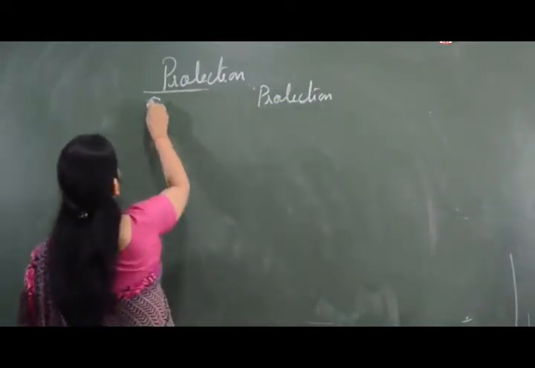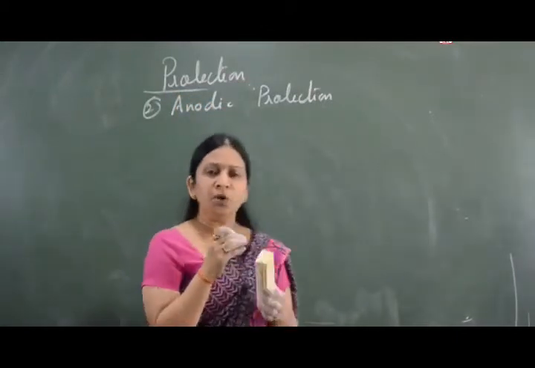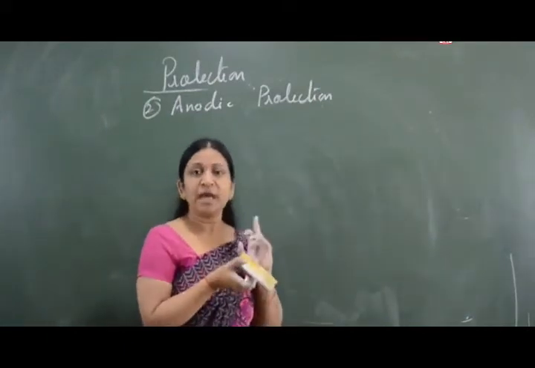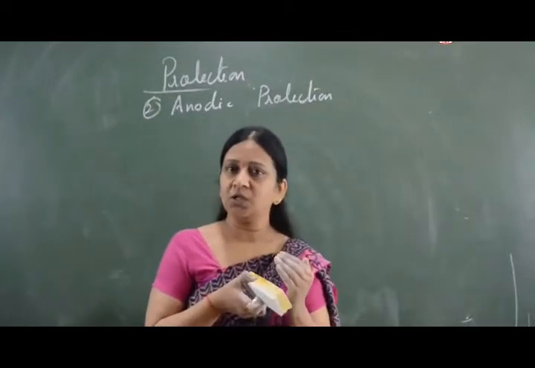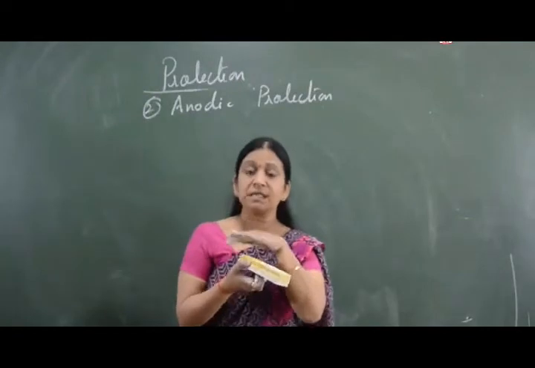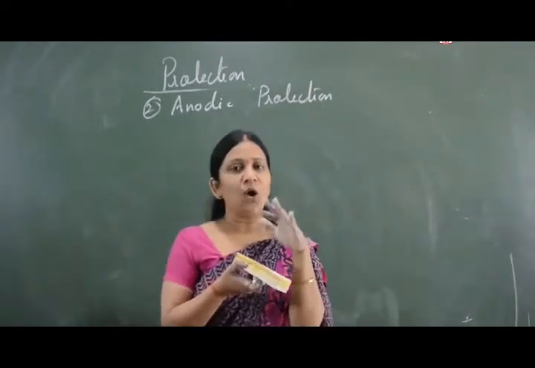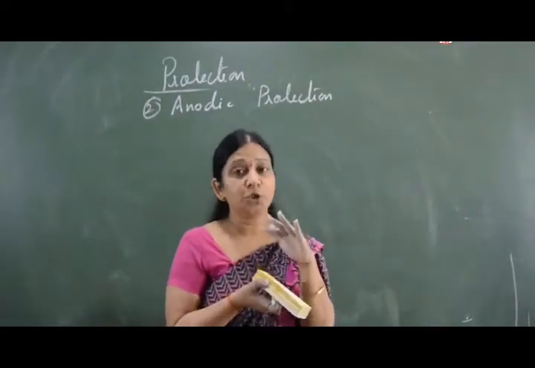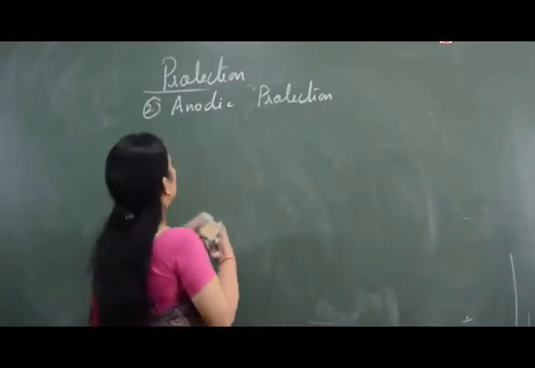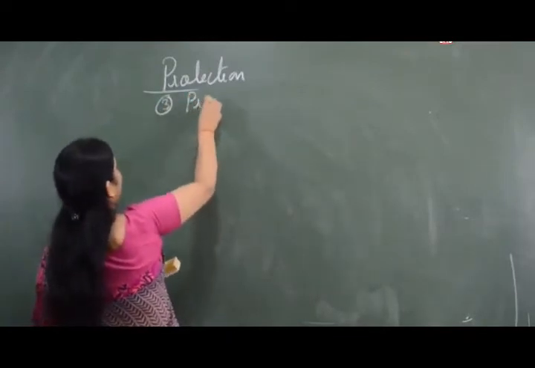Next is anodic protection. If we cannot convert anode into cathode, then we go for the second type of protection, which is anodic protection. Under anodic protection, we develop a metal oxide layer, and this layer is a protective layer. So on an anode we develop a metal oxide protective layer, which is going to decrease the rate of corrosion. So this is anodic protection. Then we have the third type of protection, which is protective coating.